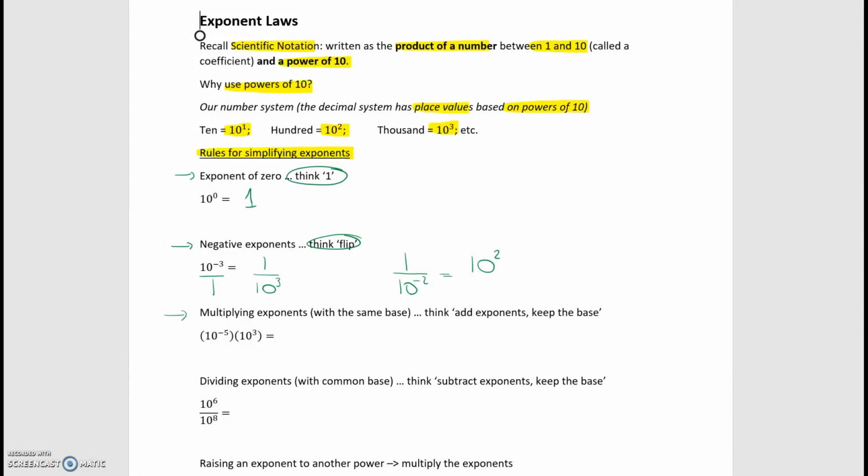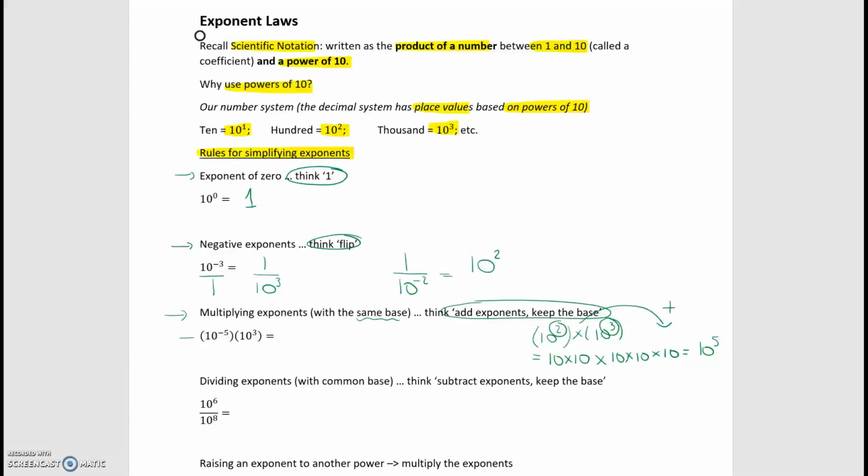Okay, multiplying exponents with the same base, meaning a base of 10. The idea is to think about adding exponents, keeping the same base. Let's look at a simple example. 10 to the 2 times 10 to the 3. That really means 10 times 10 times 10 times 10 times 10. In other words, 10 to the power 5. So what you did in essence was you took that 2 and that 3, you added them to get 5.